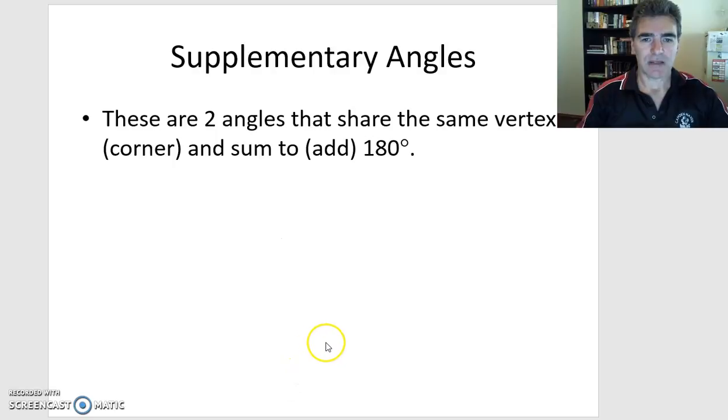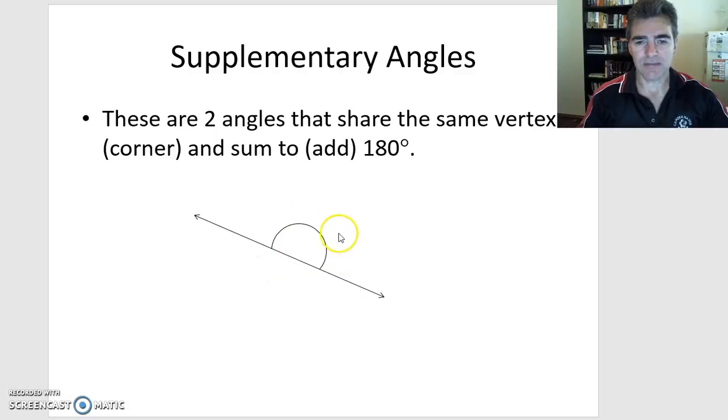Supplementary angles are the next type. So these are two angles, again, that share the same vertex or corner, and this time they add up to 180 degrees. So here's a straight angle, turned 180 degrees. All right. So I'm going to cut that up into two, and I've already labelled them here.